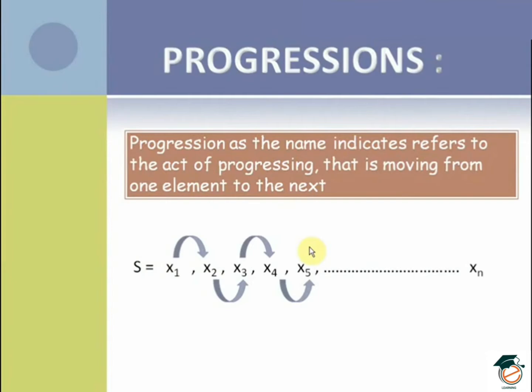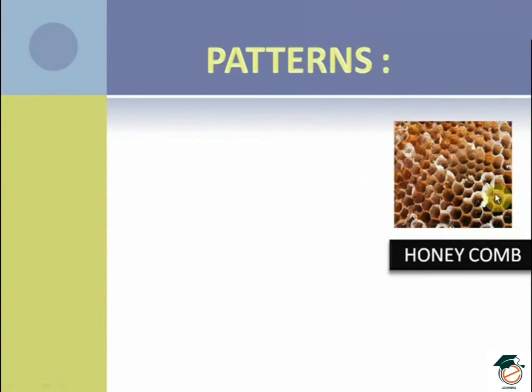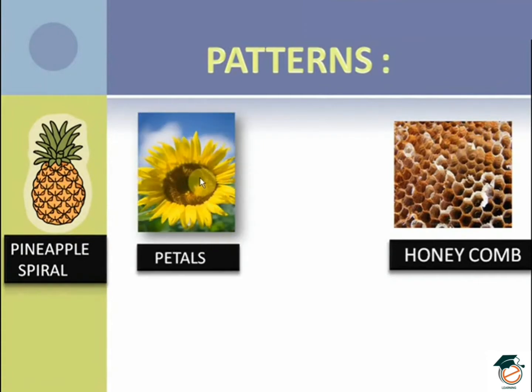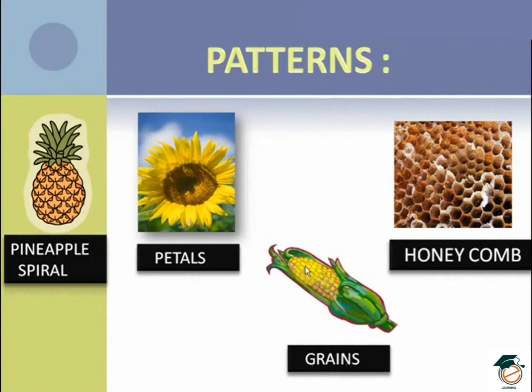So it's possible that these series have some pattern. That is, the elements follow a definite rule. So first of all, let's see what we mean by pattern over here. Now in our daily lives, we see so many patterns. Like if we look at the honeycomb, then it has got a pattern, it follows a rule. If we look at a pineapple, then we see this spiral follows a particular pattern. Similarly, if we look at a sunflower, you can clearly see that the petals follow a pattern or a rule. And even the grains of a maize cob follow a pattern. So these are some of the examples of things that follow a pattern in our daily life.